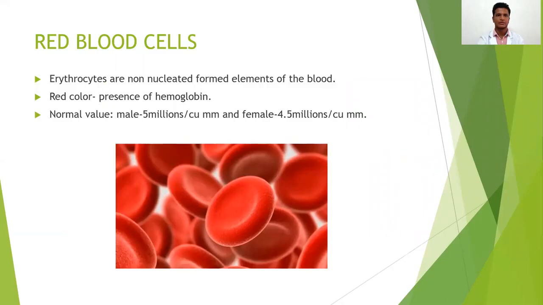Coming to red blood cells, erythrocytes are non-nucleated formed elements of the blood. Red color of RBCs is because of presence of hemoglobin. Normal value of RBC is, in male, around 5 million per cubic mm, and in female, around 4.5 million per cubic mm.